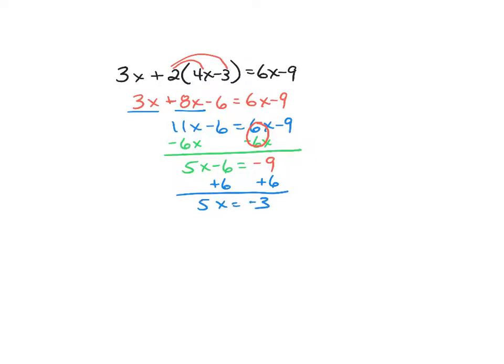And now I need to divide both sides by 5. If I divide both sides by 5, on the left-hand side I'm just left with x. On the right-hand side I'm left with negative 3/5. It is certainly possible to get an answer that is not an integer answer, but instead is a fraction. And this is one problem in which the answer is that negative 3/5.